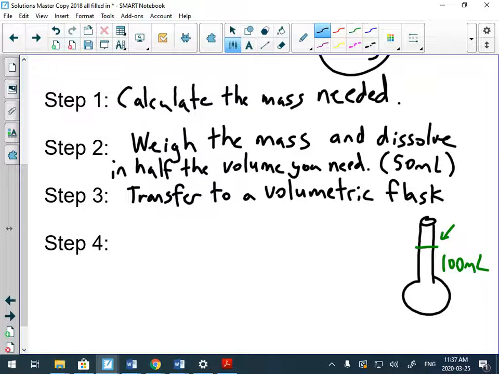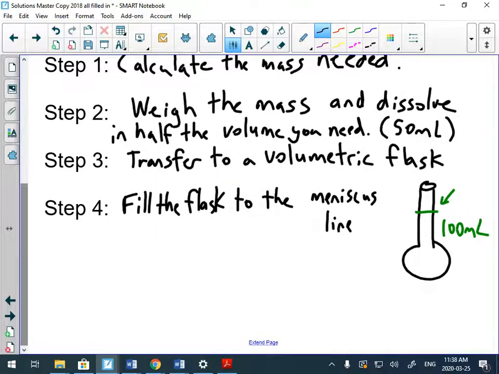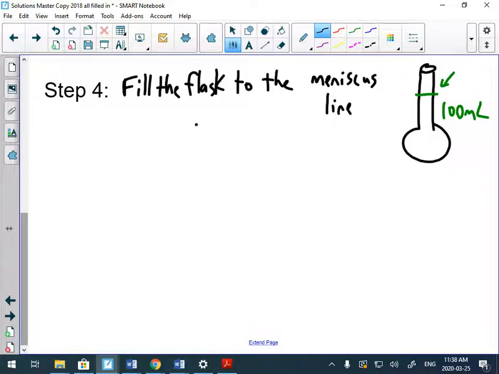Step 4 is we're going to fill the flask to the gradation line. I call it the meniscus line. Mr. Z calls it the gradation line. And that's going to be with distilled water. Okay. Now, there's a couple little things you can do after that you're going to watch in the actual video where we shoot.